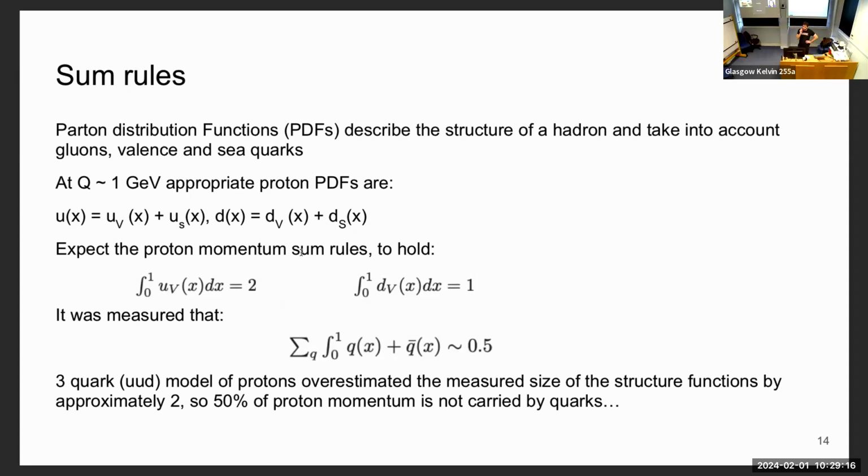There are the sum rules. So we can already start talking about particle distribution functions that describe the structure of a hadron. It's something that we know today: gluons, valence, and sea quarks. But now, you can actually do this as an approach a posteriori. So we know now that protons are made of two up quarks and one down.